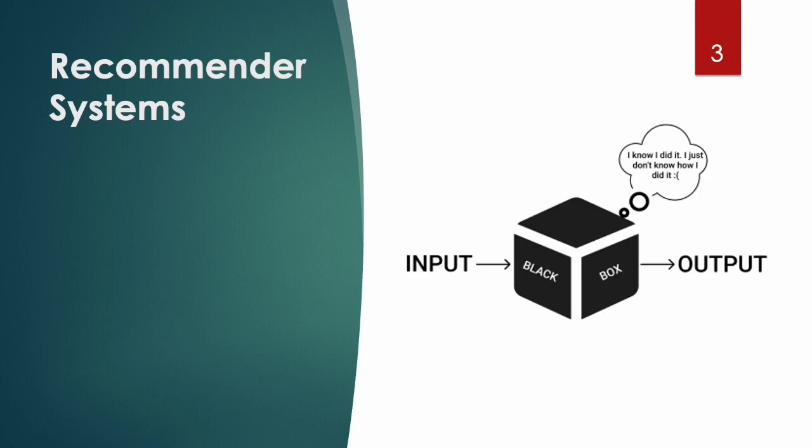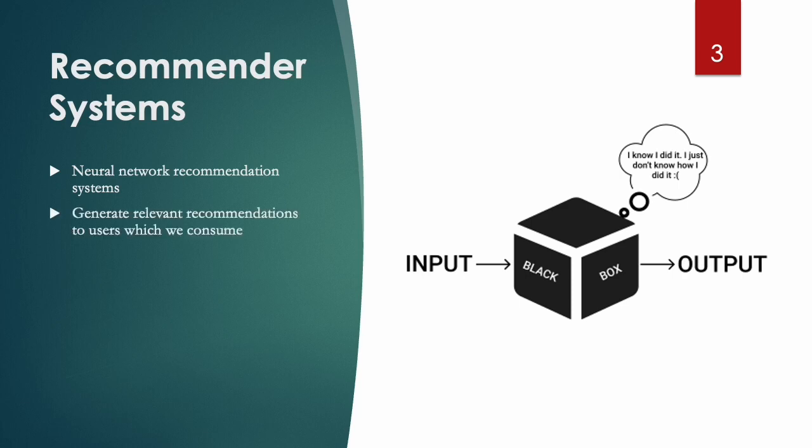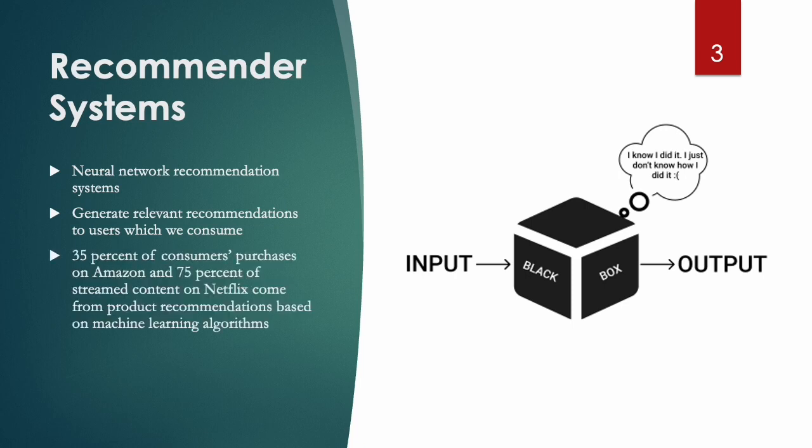Current recommender systems usually employ neural network algorithms. These neural network algorithms generate relevant recommendations to users, which we also consume. For example, 35% of users' purchases on Amazon and 75% of streamed content on Netflix are generated by the recommendation systems.